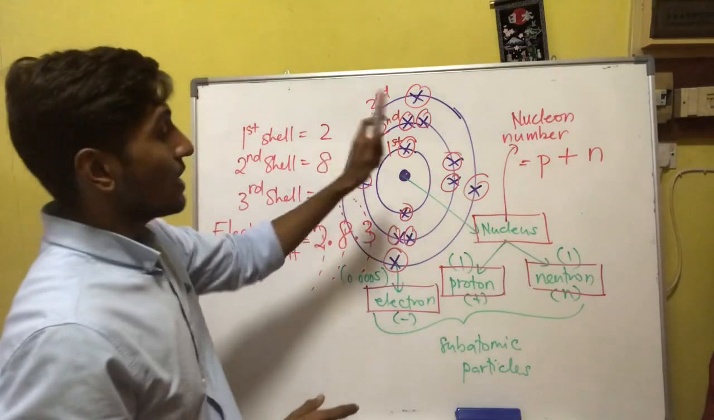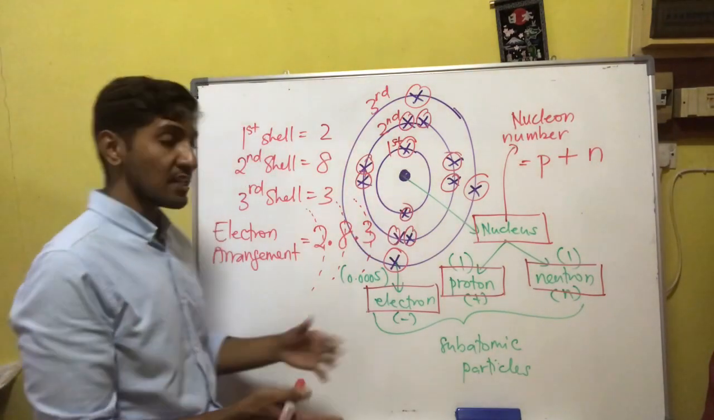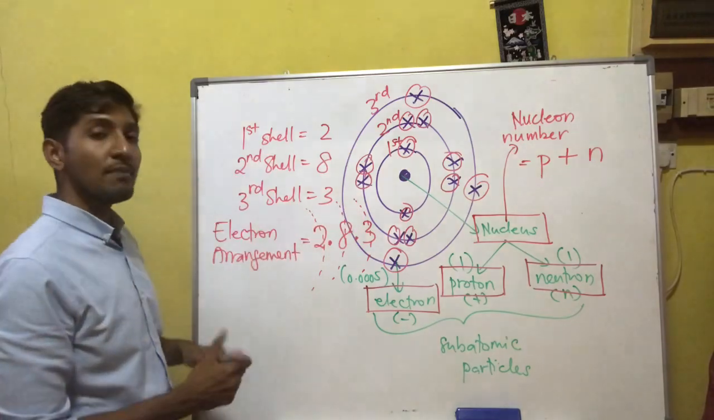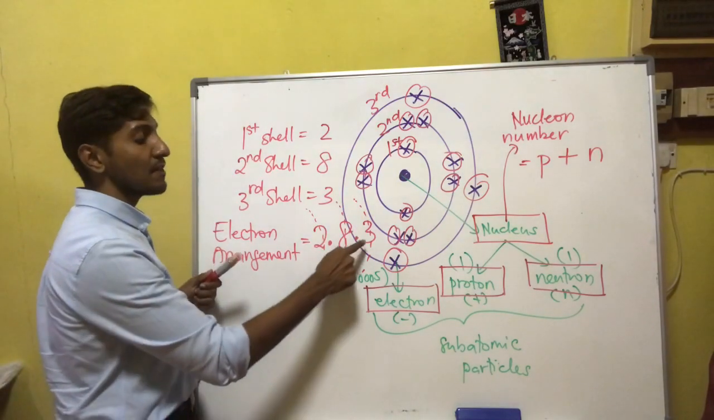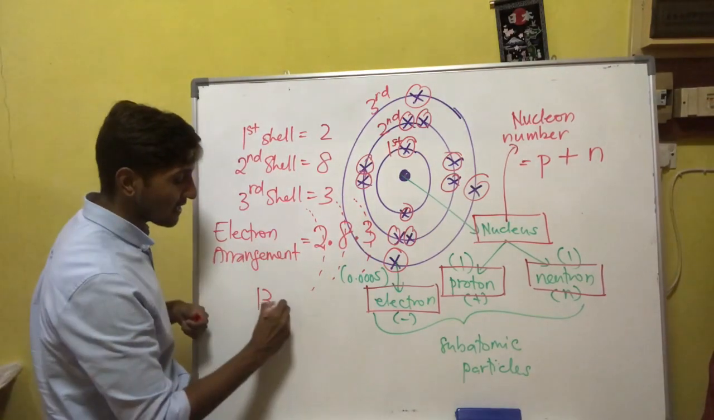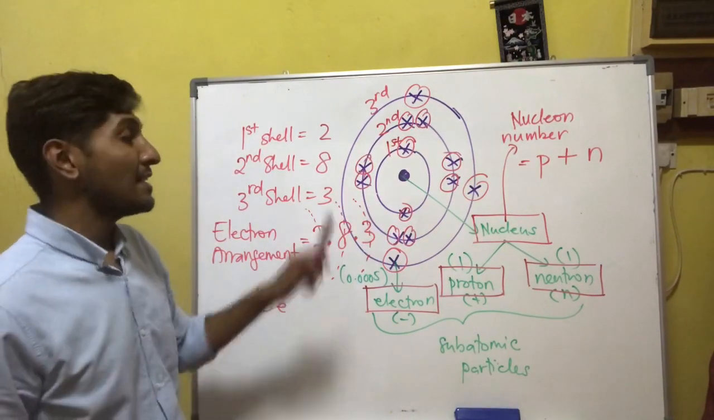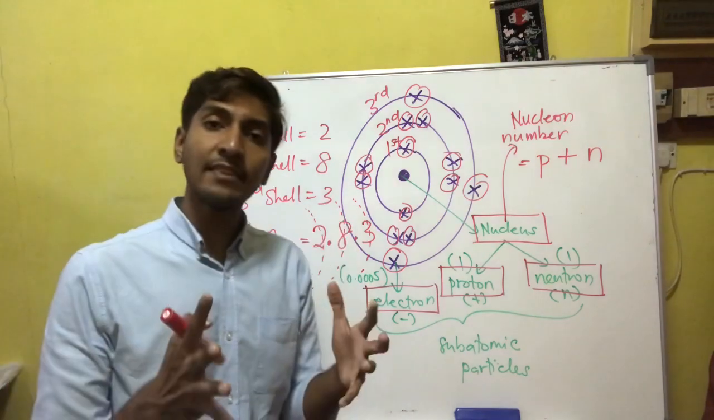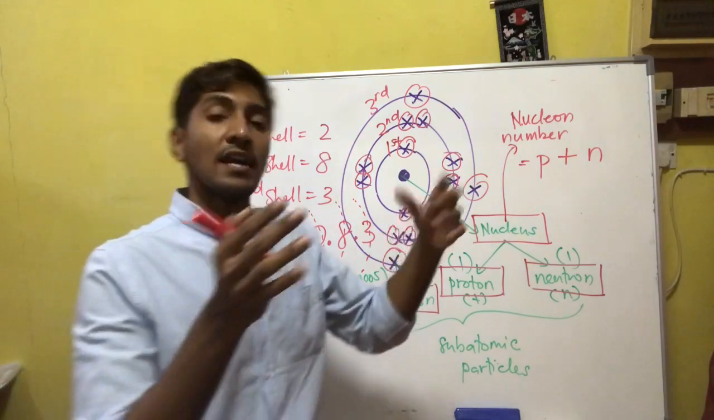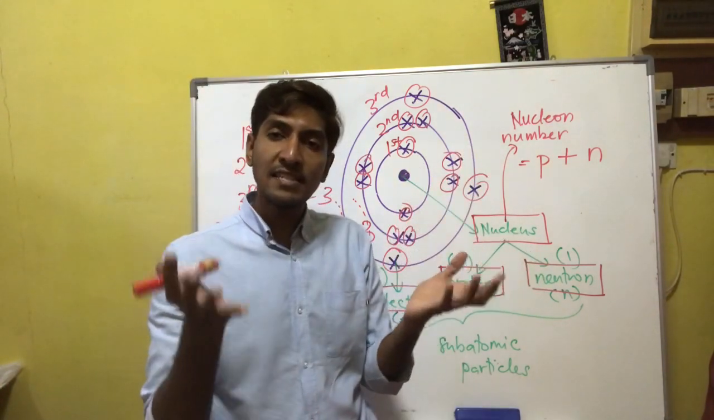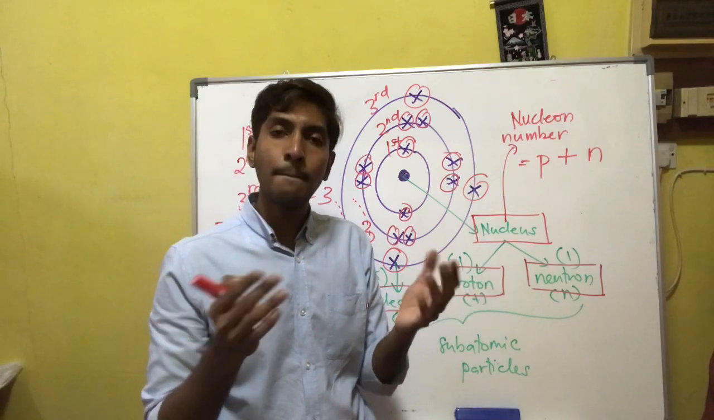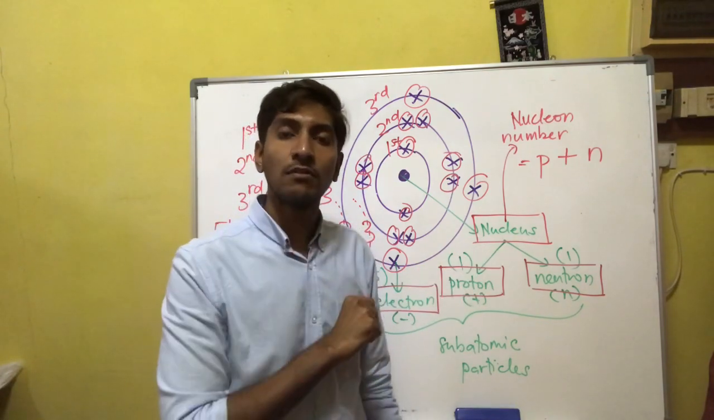Okay? And electron is basically the electron number. So, what is the number of electrons? 2 plus 8 plus 3. So, there are 13 electrons in this atom. Okay? So, next we're going to talk about how an atom and another atom can have the same number of protons, but are called differently.